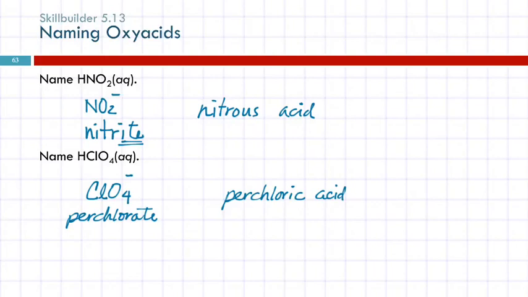Any questions? And that one, going back to the prefix, where did you get the per? I got the per because chlorate is ClO3 minus. And this has one extra oxygen. So to name this oxyanion, we put a prefix on that says more. This has an extra oxygen. Okay? Any other questions?